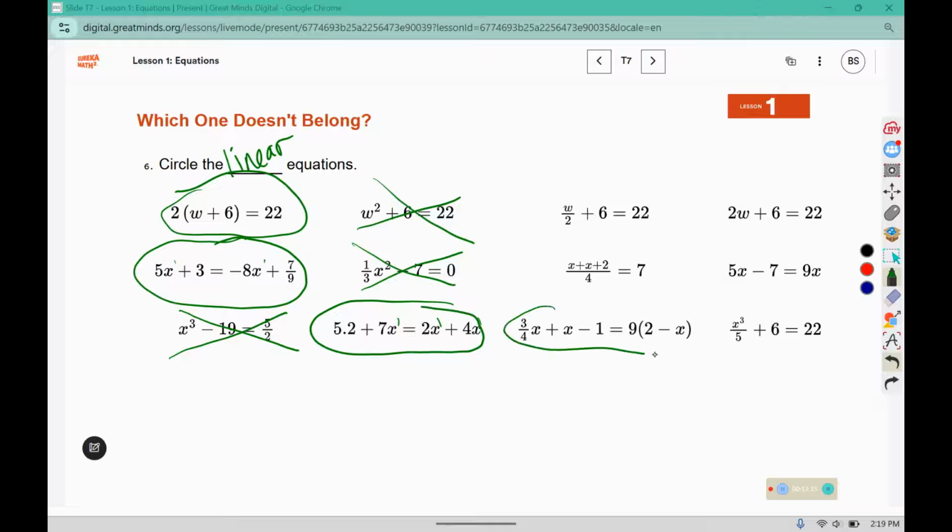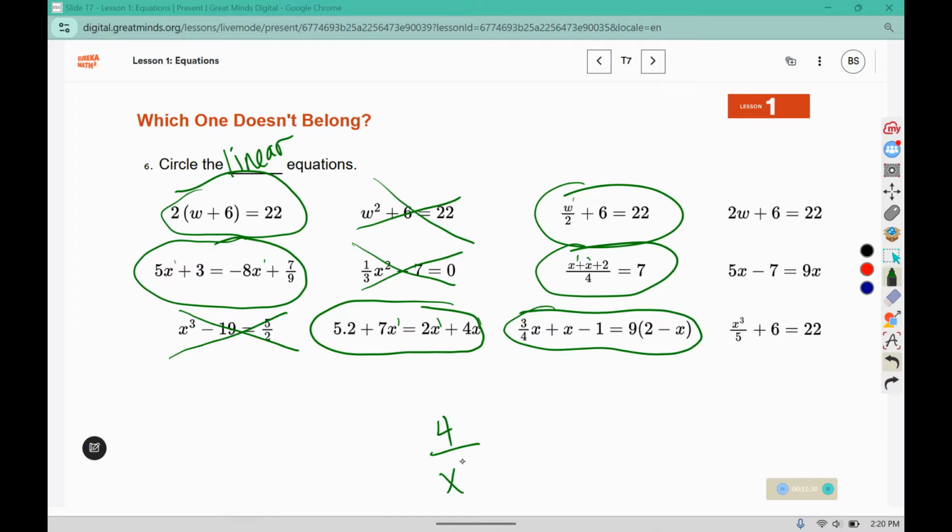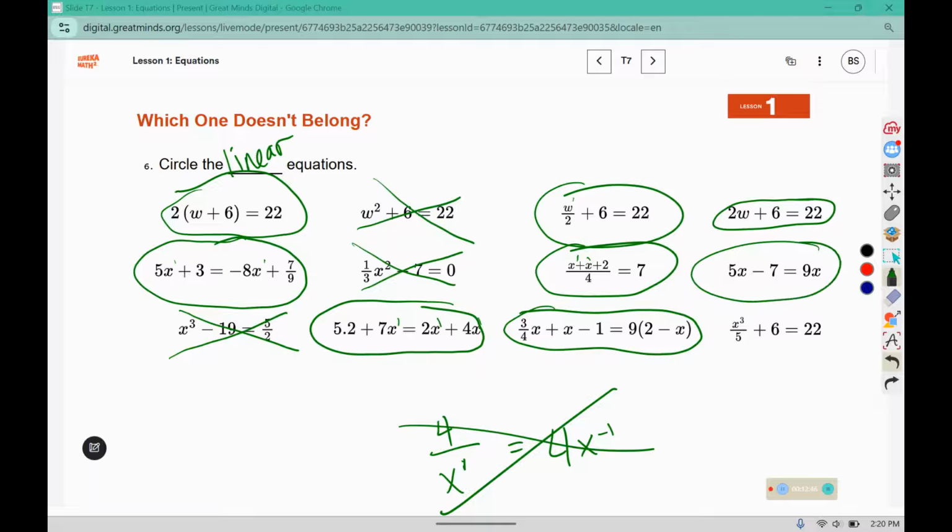Same thing here. This one, it has a 1, and it's on the top. These ones all have 1s, and they are on the top. If they were on the bottom, like so, that would be rewritten as 4 to the and x to the negative 1. When it's in the denominator, those exponents are negative. So if it was in the denominator, it would not be linear. This one is linear. This one is linear. That one has a cube, so it is not linear.